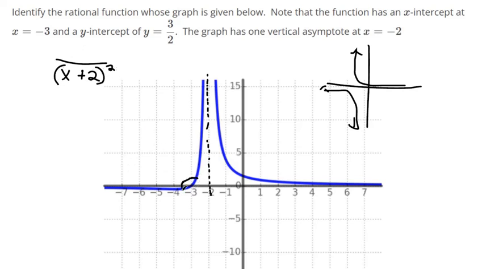What else? It crosses at x equals -3. So the x-intercepts should always be taken care of in the numerator. We need that to cross at x plus 3. Now if you were to plug in -3, -3 plus 3 makes 0. And then 0 divided by whatever this is going to be 0. So -3, 0 would be a point. So x-intercepts, those go in the numerator. Vertical asymptotes, those go in the denominator.